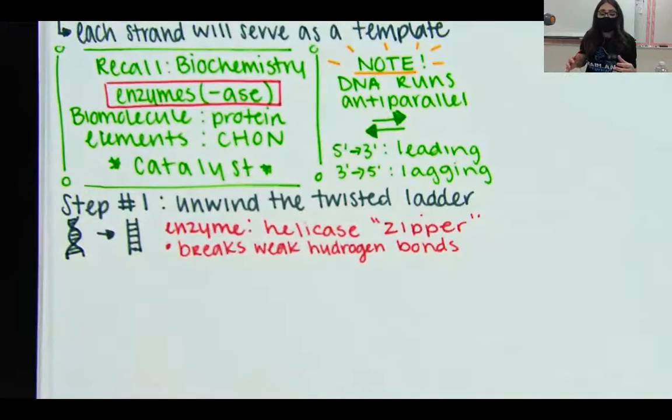So in DNA structure, we said we have these nucleotides. The nucleotide is made up of three parts. We have a phosphate group, a nitrogen base, and a 5-carbon sugar. Now, we also know that our nucleotides are going to have complementary base pairs. A pairs with T, C pairs with G.